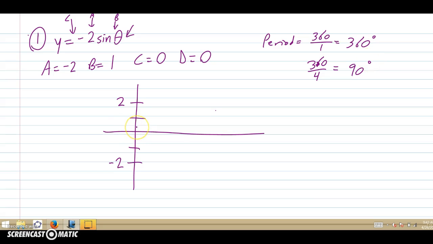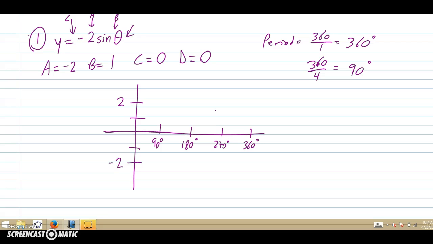So if I start at 0, my first critical point will be at 90 degrees. My second one will be at 180. My next one will be at 270. And my final one will be at 360. You're just adding 90 every time. The only thing left to do now is graph it.